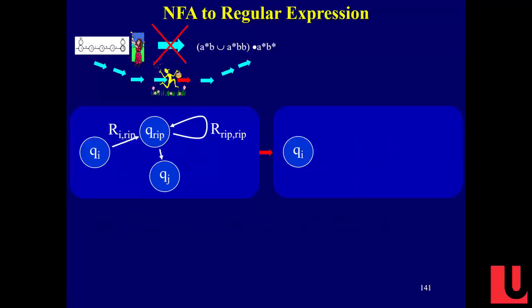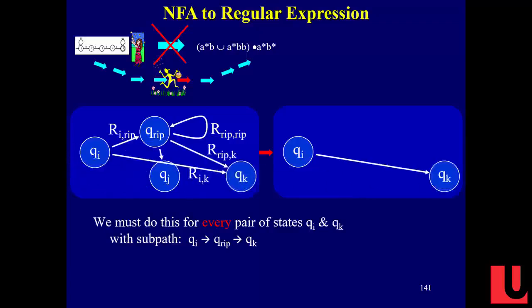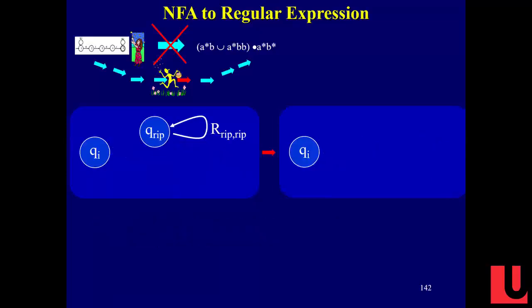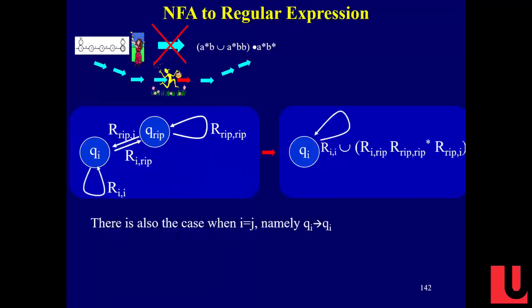Everybody follow that? And of course, you have to do it for every possible pair. So you have to do from I to K, and from J to K, and from K to I. You got to do all the edges, even K to J, K to K. So you do I to K. And here's another fun one: the self loop from I to I.